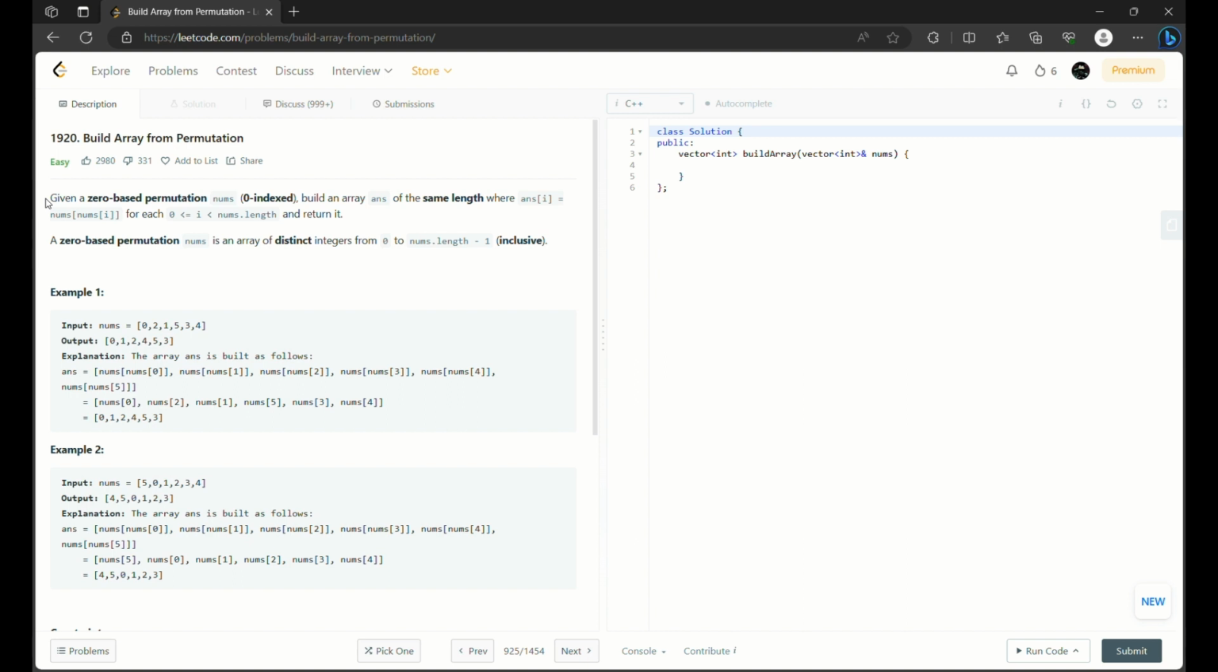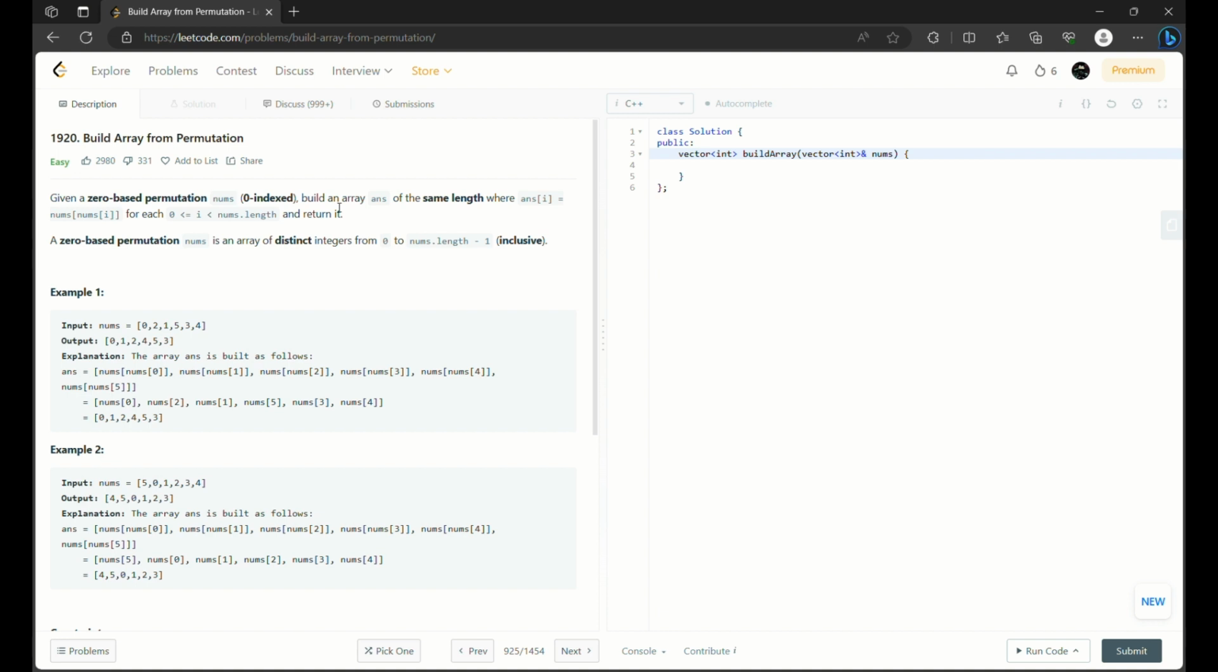Let's understand the problem. The question says you are given a zero-based permutation nums, and in the code section you can see that nums is of vector type. So what do we mean by vector? Basically, a vector is a dynamic array that supports many kinds of inbuilt functions, like the push_back function for insertion or the pop_back function for deletion, and many other operations. You can study the STL and you will get to know a lot about vectors.